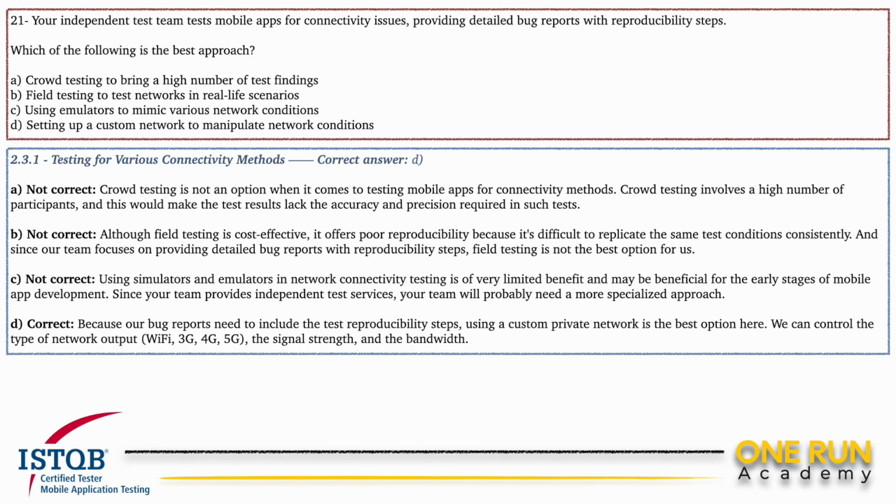This one is also not the best option for us. Using simulators and emulators to mimic various network conditions can be beneficial, especially in the early stages of mobile app development. However, the results are of limited benefit for thorough connectivity testing. As an independent test team providing detailed bug reports, a more specialized approach is needed to ensure accurate and reproducible test results. Finally, we come face to face with option D, which should be the correct answer.